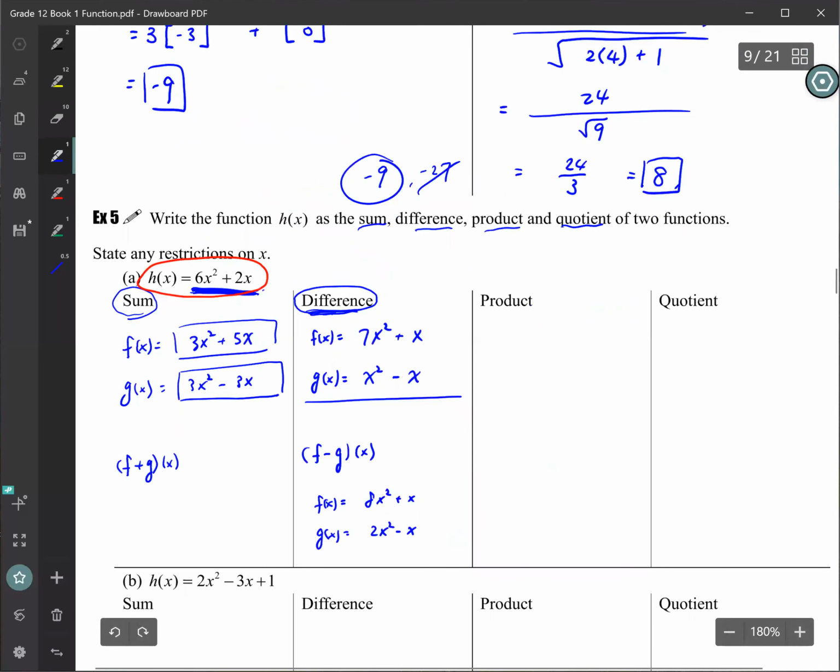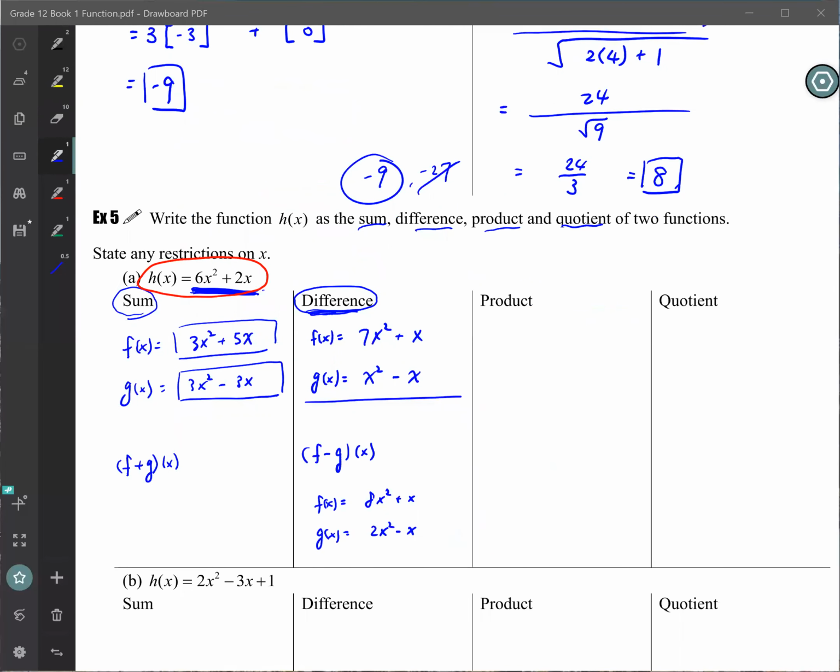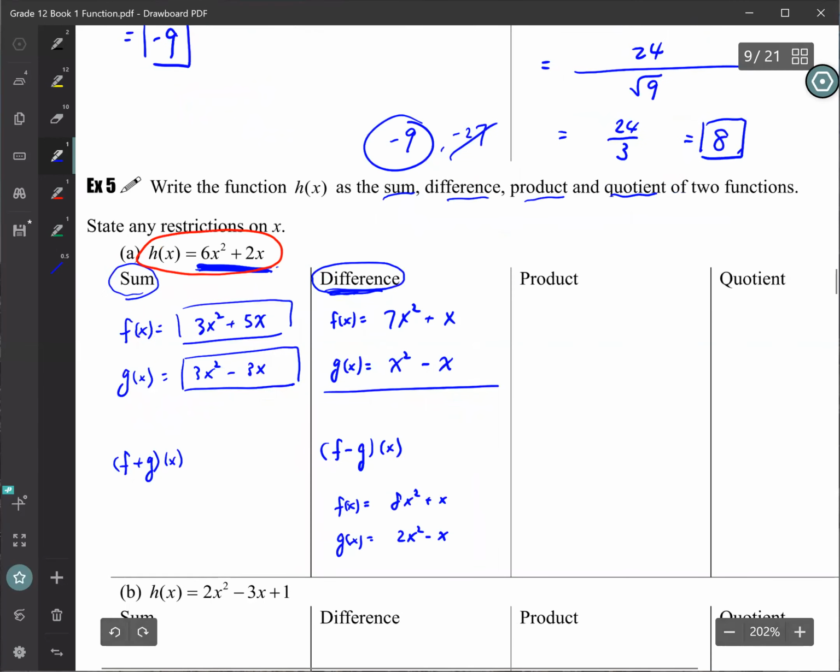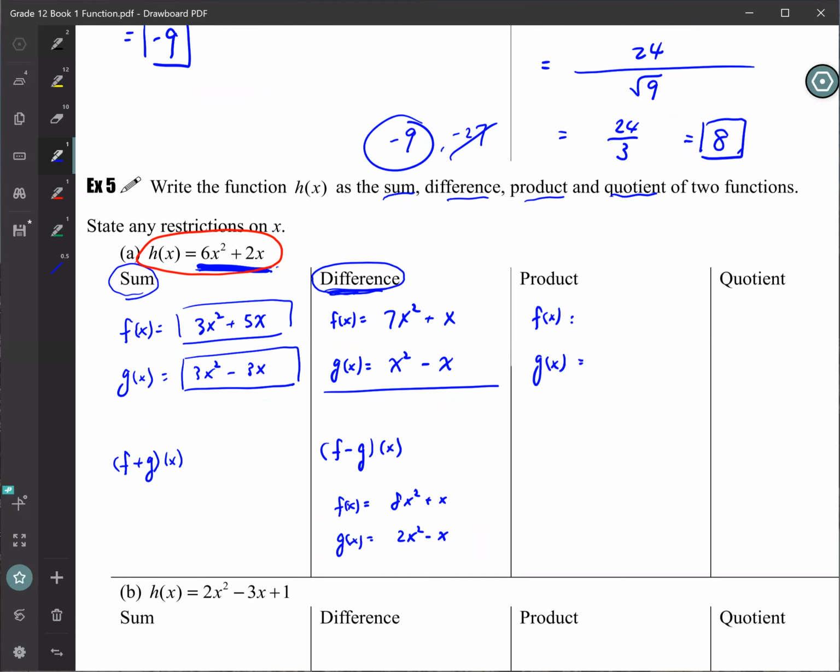Next one is the product. Product means multiply, right? So we need to turn this into two functions multiplying together. So I will let you try as well. Think about which two functions multiplied can make 6x squared plus 2x. Okay, if you get it, please raise your hand. If you've written it down. F times G.